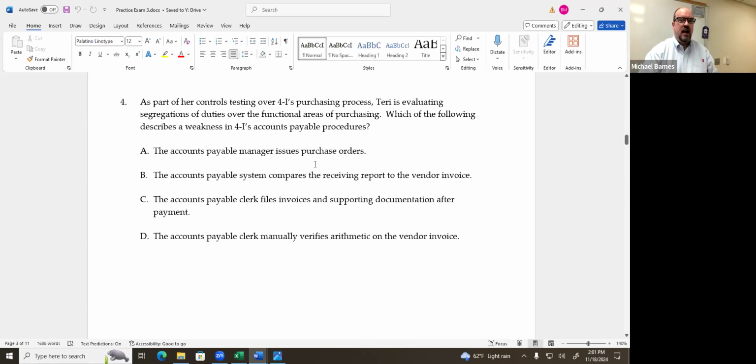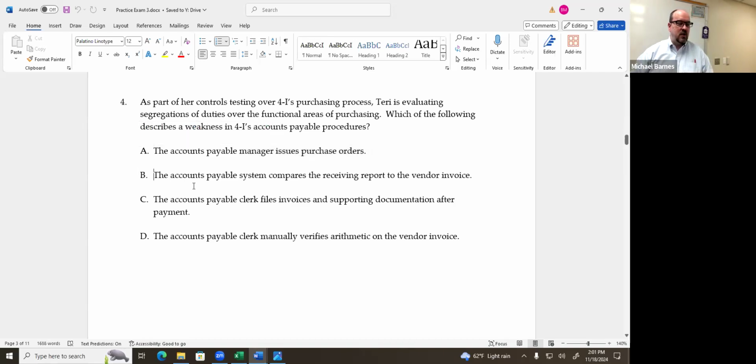So we're looking through a separation of those three responsibilities or a combination of those responsibilities, okay? Accounts payable manager, what is the accounts payable manager usually responsible for? Usually it's recording, okay? Issuing purchase orders would be what? Authorization, okay? So that would be a combination of responsibilities. Does that sound like a violation of segregation of duties? Sure does. Let's go through the rest though, just for our peace of mind.